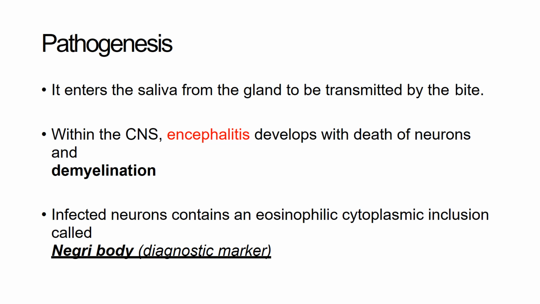Just as we discussed, the virus, after traveling through the peripheral nervous system, can enter any organ or gland of the body. Here it enters the saliva from the salivary gland and can be transmitted again to any animal or human by the bite. Within the central nervous system, encephalitis develops with the death of neurons and demyelination. The infected neurons of the central nervous system contain an eosinophilic cytoplasmic inclusion called Negri bodies. These Negri bodies are basically the diagnostic marker for the rabies virus infection.